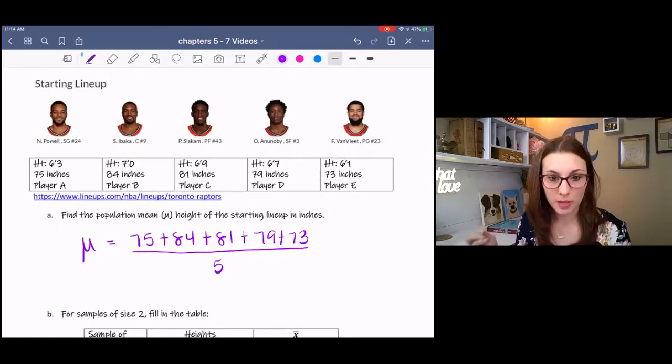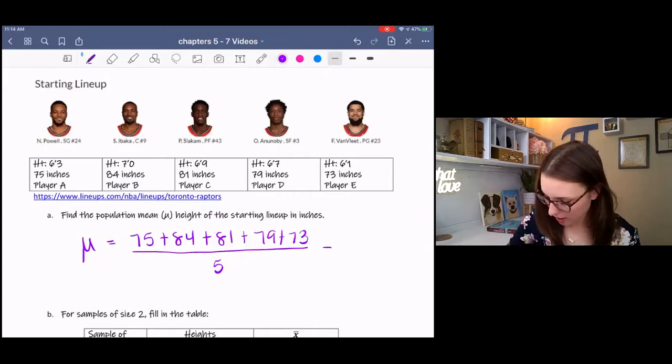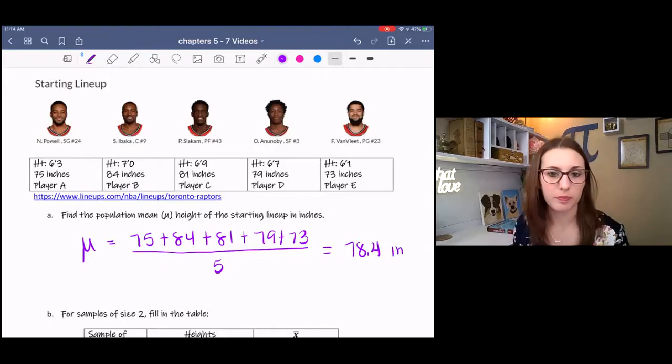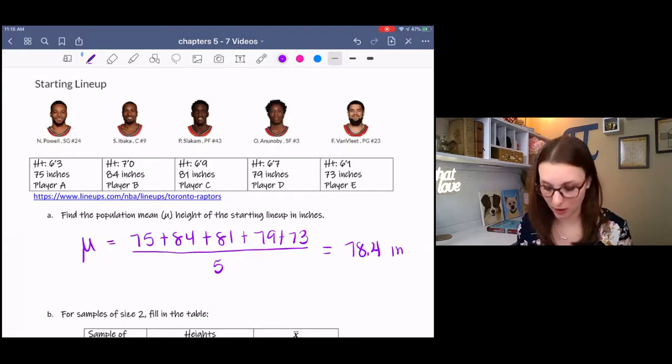When I calculated the mean, I got 78.4 inches. So that is our population mean. Now what we're going to do is take samples of different sizes and compute the mean of the samples. So we're going to be finding the mean a lot today. So you're going to get lots of practice finding the mean.